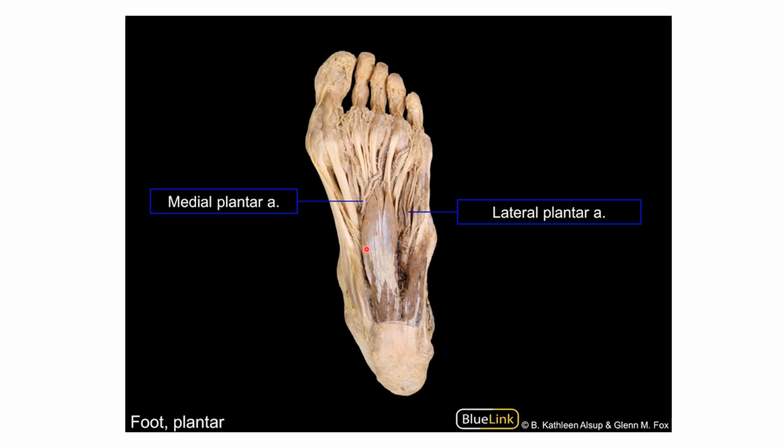This will be seen right along with the medial plantar nerve, which comes from the tibial nerve, also going posterior to the medial malleolus. And then going to the lateral side of the sole of the foot will be the lateral plantar artery, also the lateral plantar nerve. This is the tendon of the flexor hallucis longus muscle.